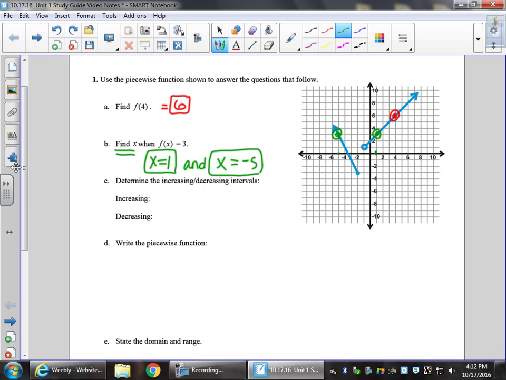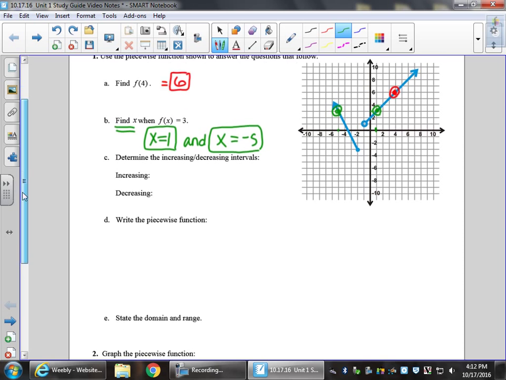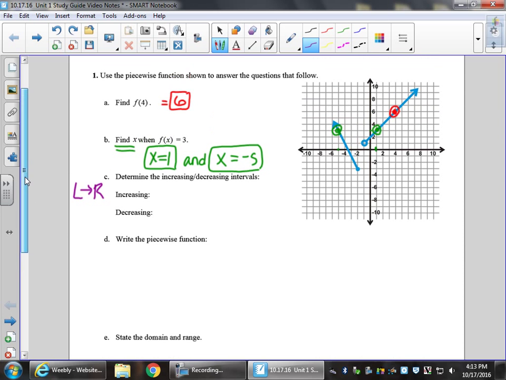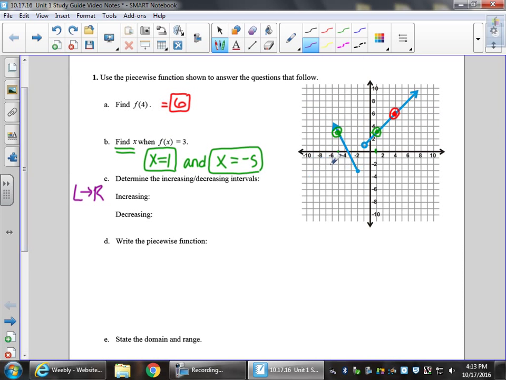Next, we're asked, determine the increasing, decreasing intervals. So an important note here, we always read graphs left to right. If I read this left to right, this is decreasing left to right. Here I am increasing. So if we color code these, here is my increasing ray. We're asked for the interval.